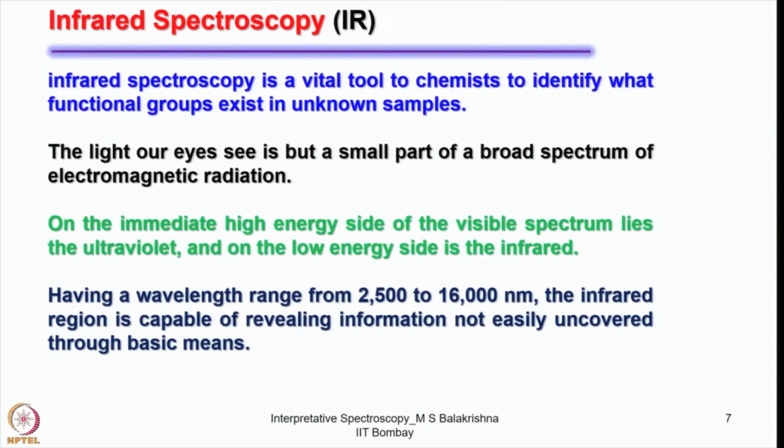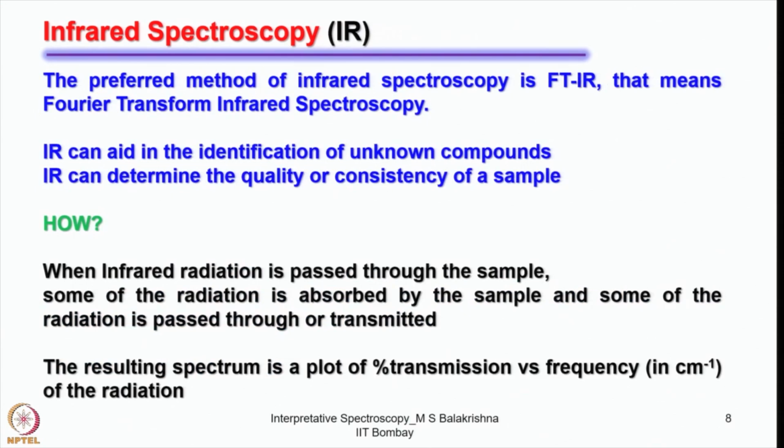Having a wavelength range of about 2500 to 16,000 nanometers, the infrared region is capable of revealing information not easily uncovered through basic means. That gives vital information about the different types of functional groups present, and also the characteristic bands due to the different bonds present in the molecule. The preferred method of infrared spectroscopy is FTIR, that means Fourier transform infrared spectroscopy, commonly used nowadays. IR can aid in the identification of unknown compounds, and it can also determine the quality or consistency of a sample in large-scale industrial production.